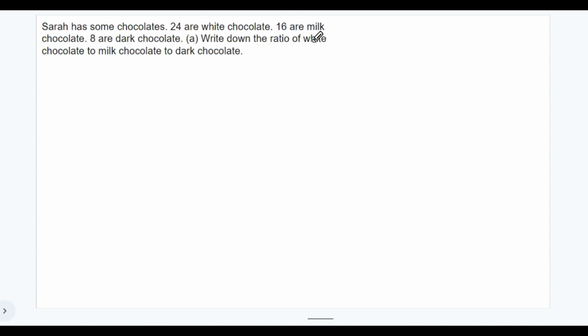Okay guys, let's do this question quickly. Sarah has some chocolates. 24 are white chocolates, 16 are milk chocolates, and 8 are dark chocolates. Now they are asking to write down the ratio of white to milk chocolates and milk to dark chocolates. Okay, we have written it. Now we need to simplify it.